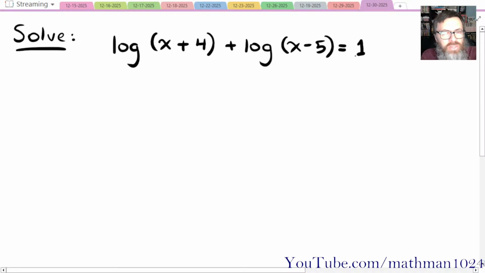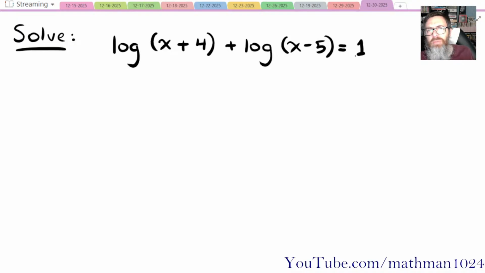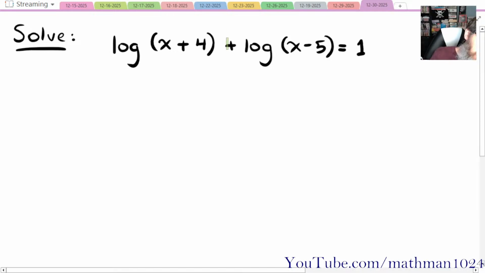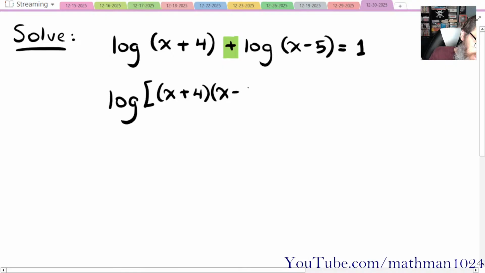So an equation is solved, but now I've got two logarithms here to worry about. We just got done seeing properties of logarithms that will allow me to take this sum of logs and turn it into a single log that has the product of these two pieces, x plus 4 times x minus 5. That is a legitimate step here.